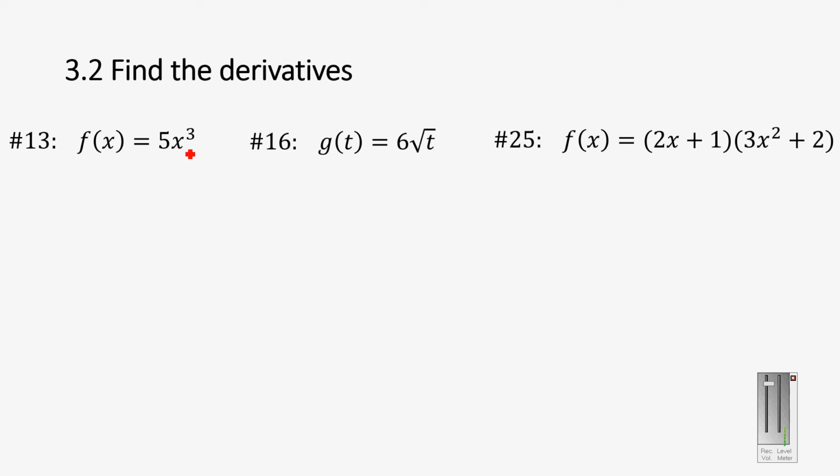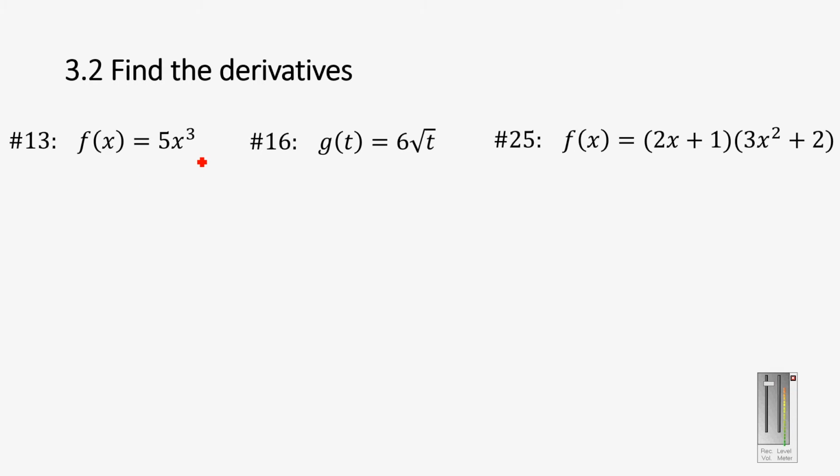If f of x equals 5x cubed, the nice thing is we did this problem in the previous section. We had to use the limit as h goes to 0 of f of a plus h minus f of a all over h, and that became painful, right? The nice thing is now, as we look at this, it's actually fairly simple because of the power rule.